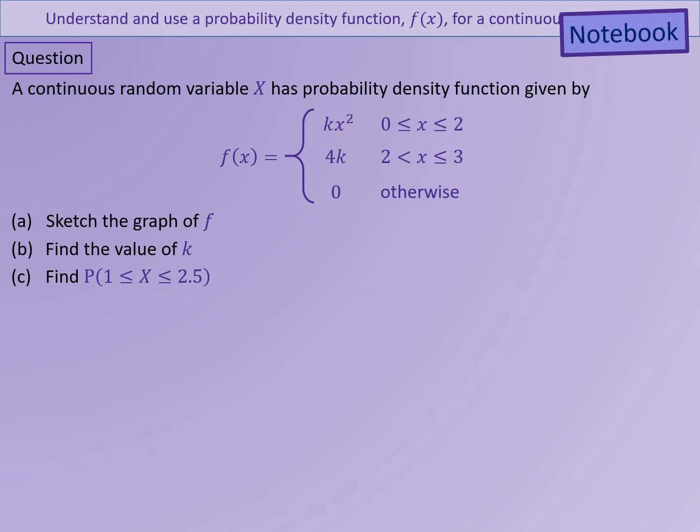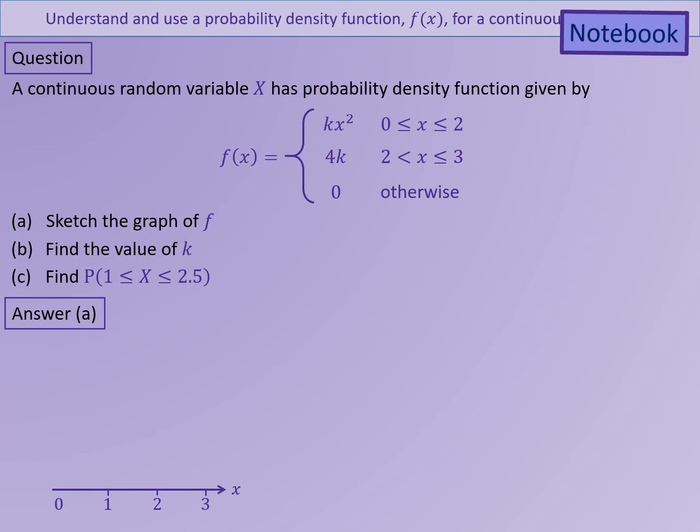In this question, we will define a continuous random variable x with the following probability density function, where k is a constant. We're first going to sketch the graph of f. We're going to use this to find the value of k, and then we're going to find the probability that x is between 1 and 2.5.